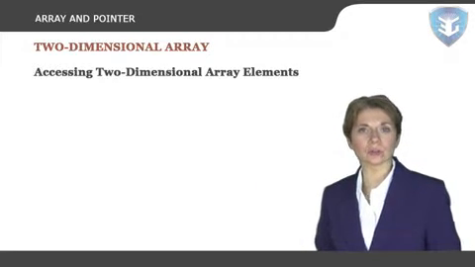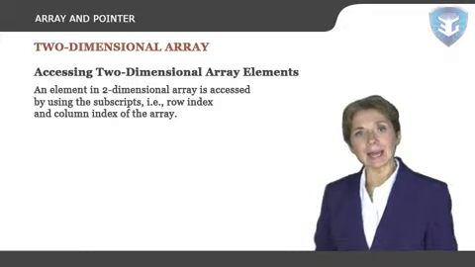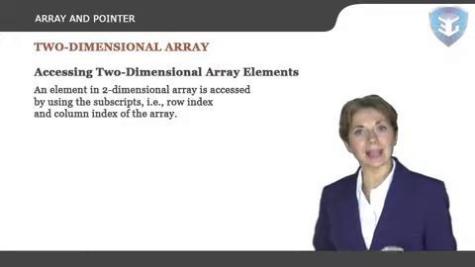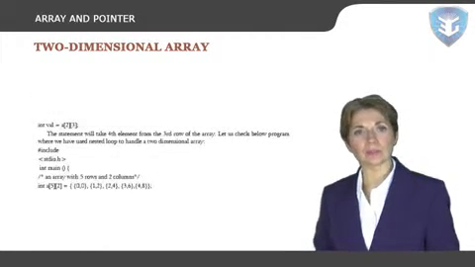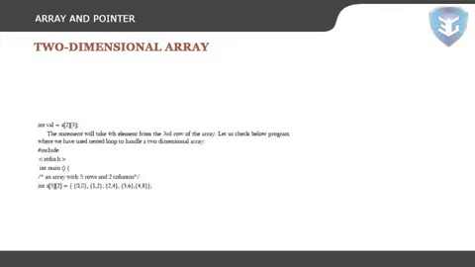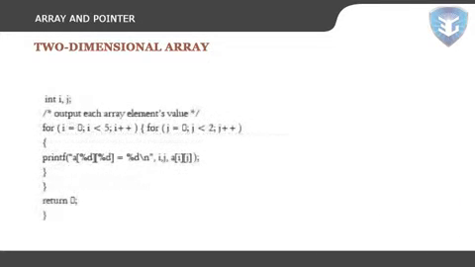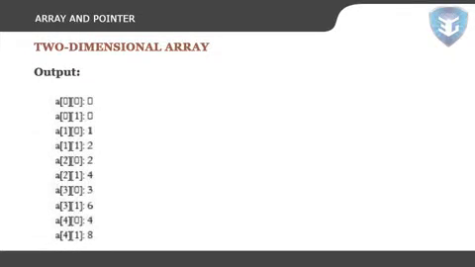Accessing two-dimensional array elements. An element in a two-dimensional array is accessed by using the subscripts, i.e. row index and column index of the array. Let's see an example on the screen. Output of the program is on the screen.